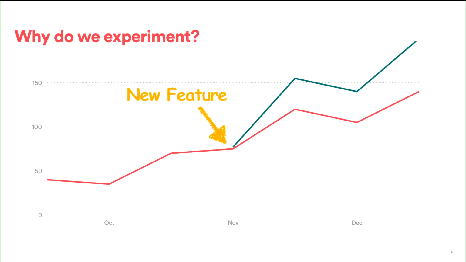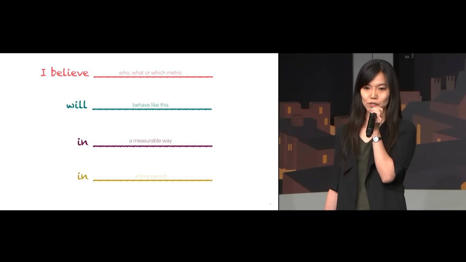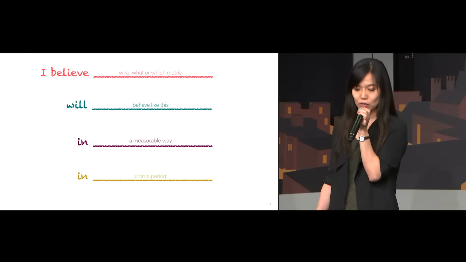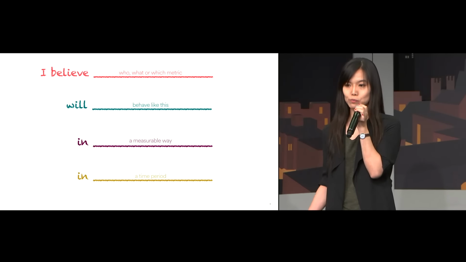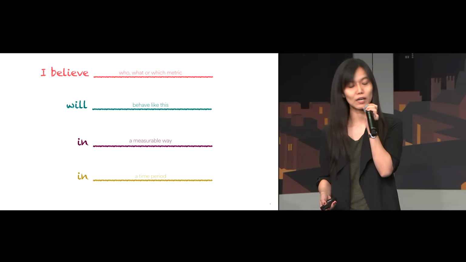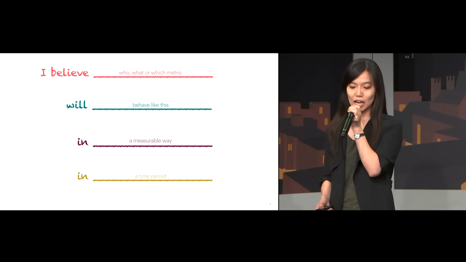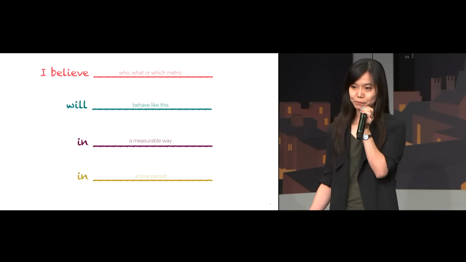It helps us assess the impact of a new feature by only targeting a very small percentage of users before you make it generally available. An experiment is essentially a hypothesis you want to verify. This is a typical formula of it: I believe who or what, or which metrics, will behave like this, in what kind of measurable way, in a certain time period. By answering all this, you'll be able to design an experiment.